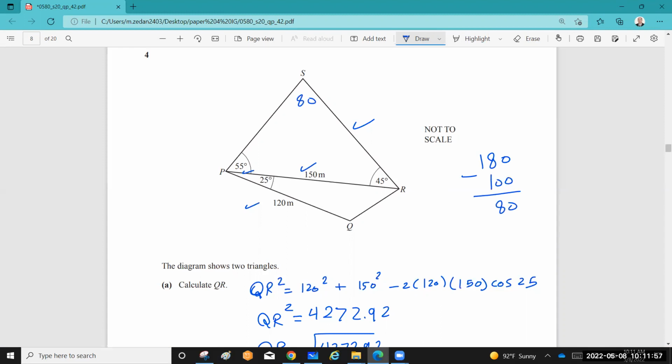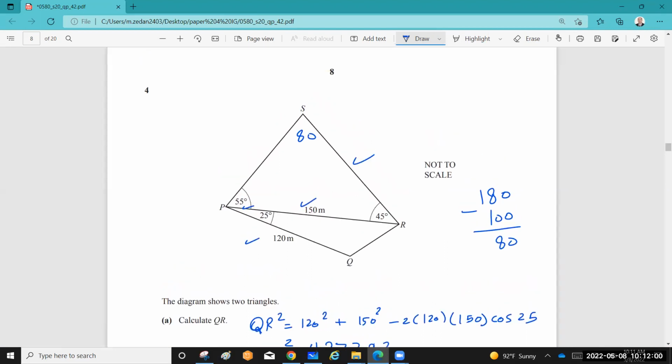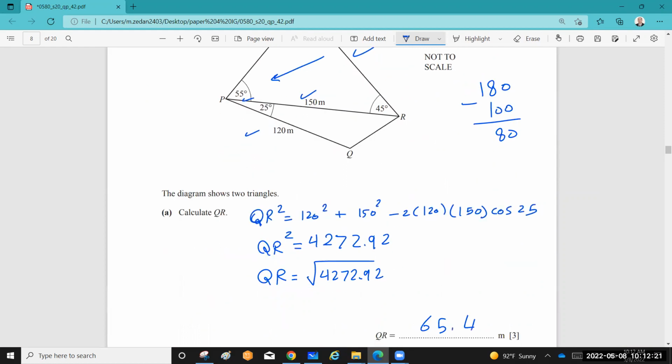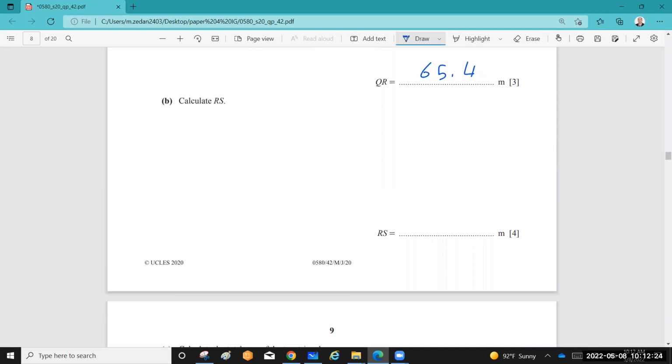So you can use simply the sine rule to solve this part. You can say SR over sine of the opposite angle, sine 55, is equal to the other side, 150 meters, over sine 80. By making SR the subject in this equation, you will find that SR is 124.8, or simply 125 to 3 significant figures.